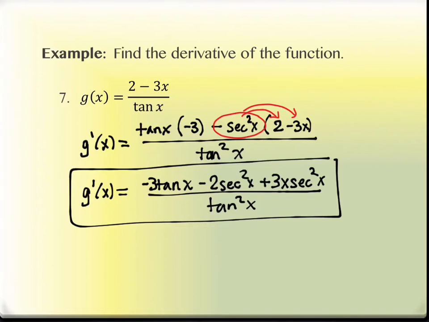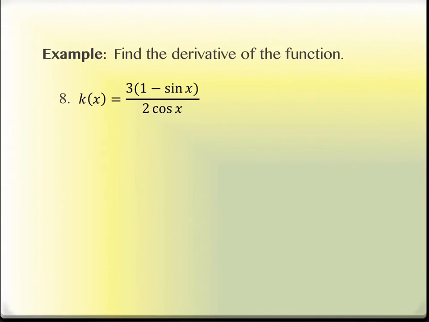Okay, last one. So what about this maybe looks more challenging than the last problem? Yeah, there's a 3 outside the parentheses, and we would like to clean that up just a tad before we start, just because it's going to make the process a little easier. The 3 outside the parentheses can simply be distributed through, right? So this can be 3 minus 3 sine x over the 2 cosine x.